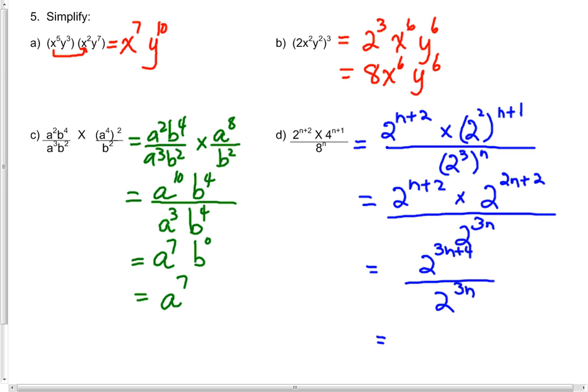Now I have division. My rule for division is keep the base, subtract the exponents. 3 to the n, subtract 3 to the n is 0. So I'm just left with the number 4. 2 to the 4 is 16. I am done.